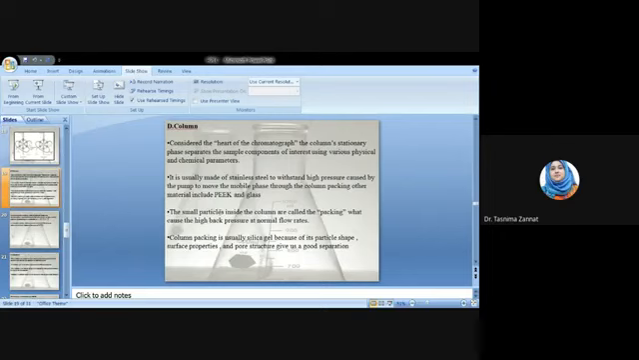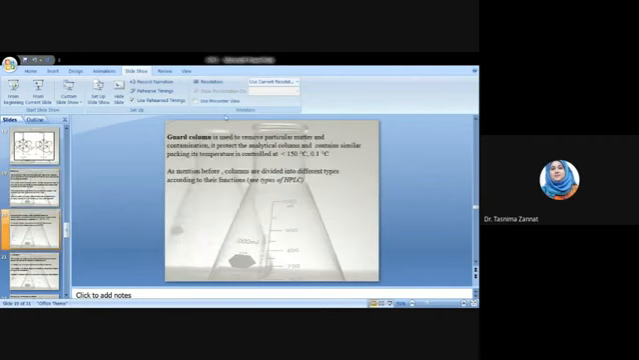Now the column. This column is called actually the heart of the chromatograph because this column is too much expensive for this instrument. To guard this analytical column, here one guard column is used to remove the particulate matter and the contamination. It can protect the analytical column.